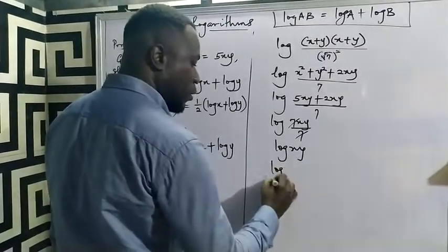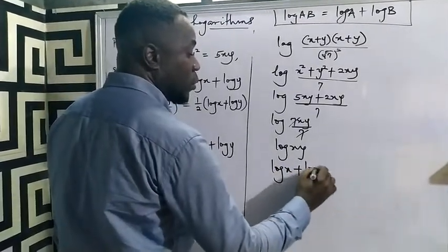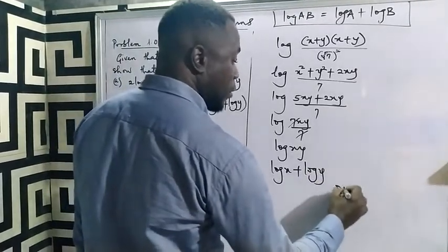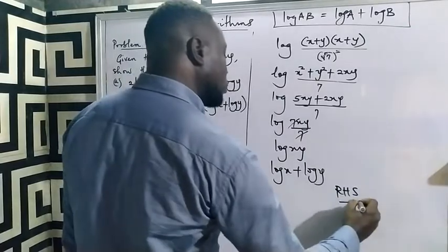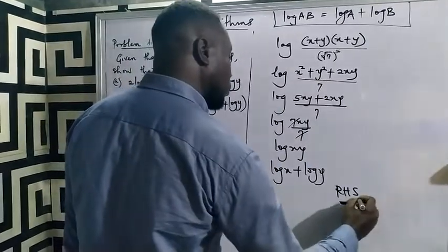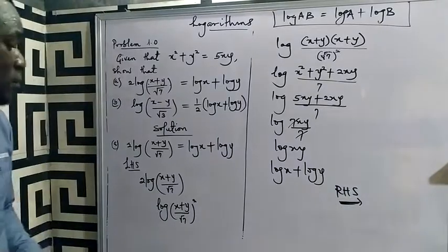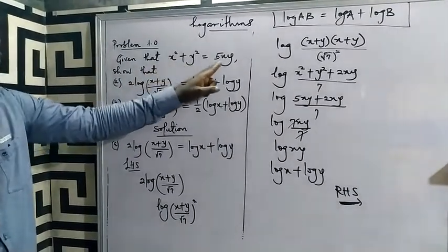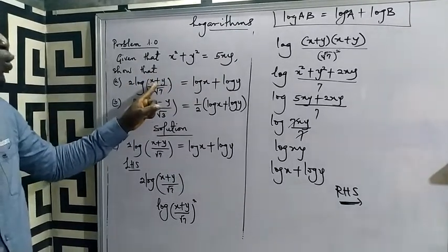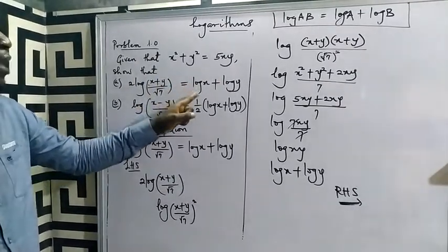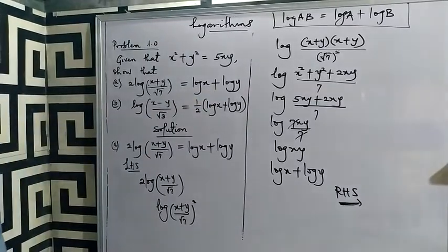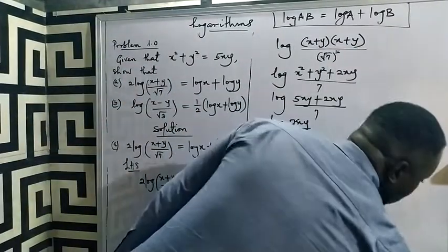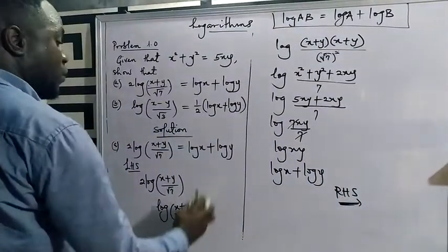So we have log x plus log y, the right hand side. So we have proved that, given x squared plus y squared equals 5xy, 2 log of (x plus y) over root 7 equals log x plus log y. Right? Good. So now, let's clean this off and solve the B part of the question.